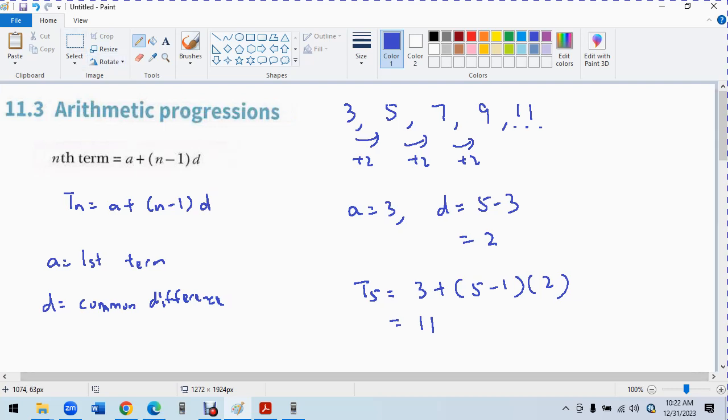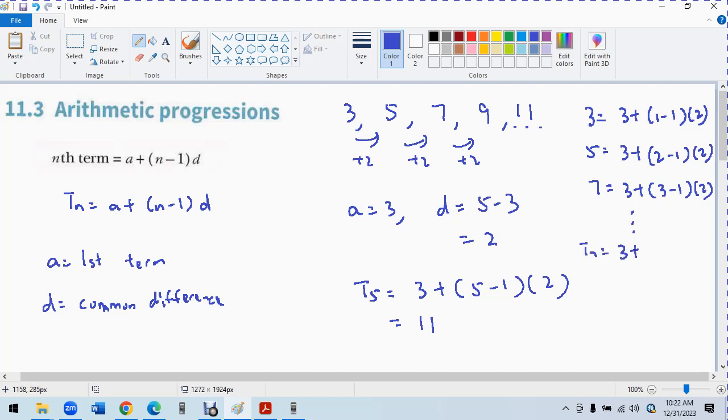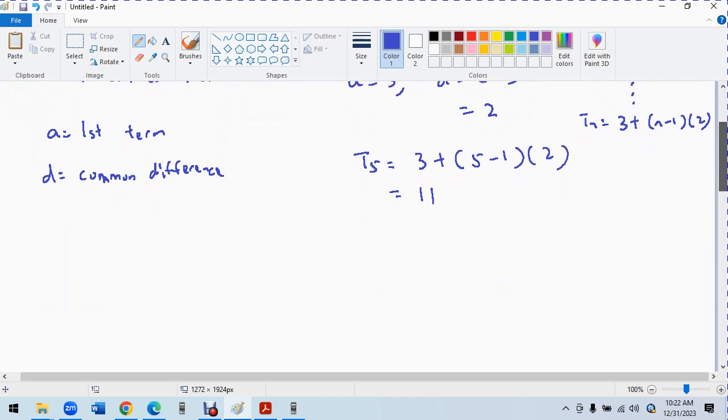We have the 3, which is actually 3 plus 1 minus 1 times 2. 5 is 3 plus 2 minus 1 times 2. 2 minus 1 is 1, 1 times 2 is 2. 3 plus 2 is 5. 7 is 3 plus 3 minus 1 times 2, and so on. So we have Tn is 3 plus n minus 1 times 2. So this leads us to how to derive the formula for Tn.